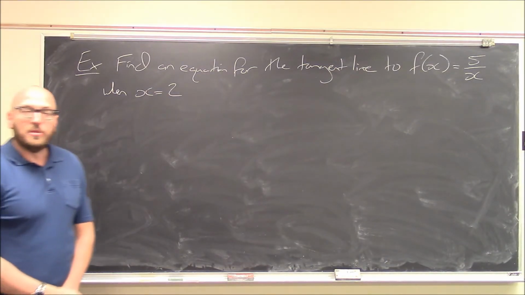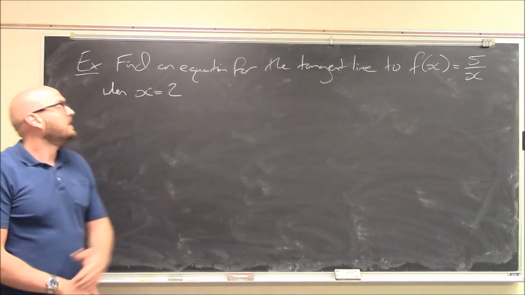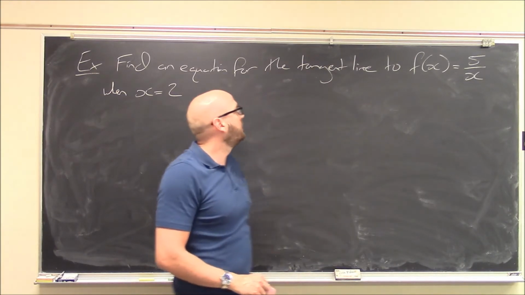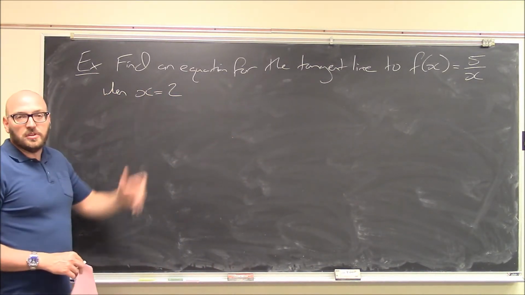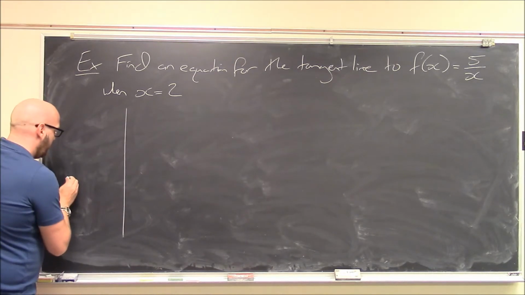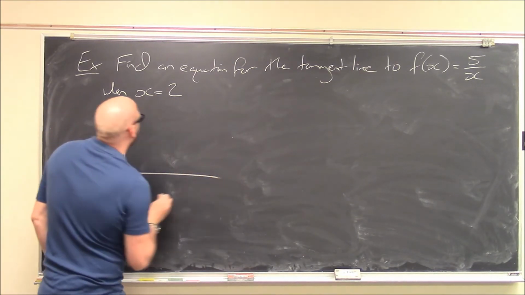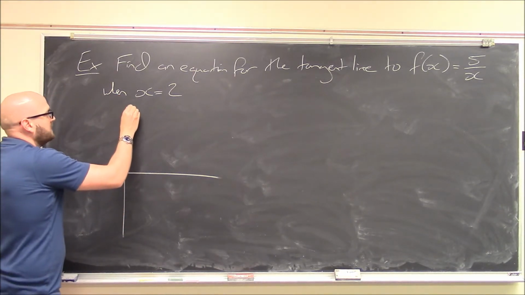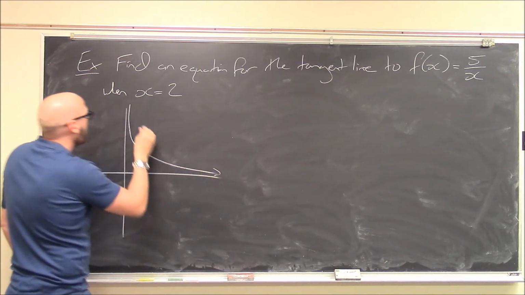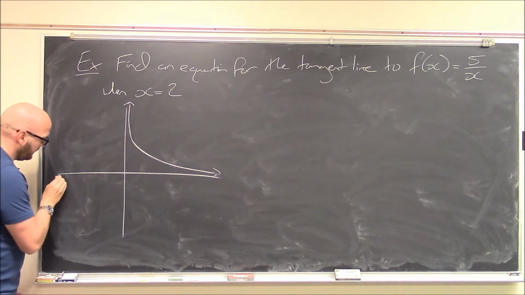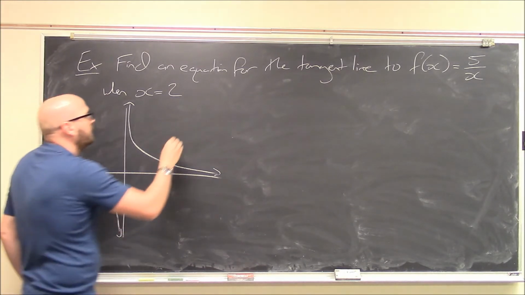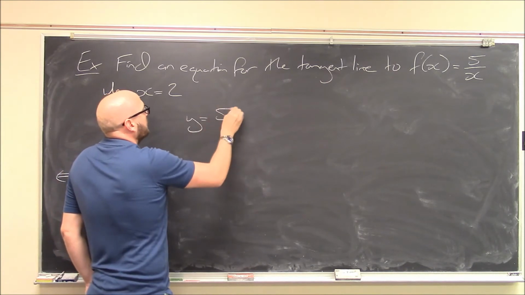Alright, so we'll do one more example in this section, coming back to tangent lines. Find an equation for the tangent line to this curve, y equals 5 over x, at x equals 2. So I'll give you a really quick sketch of what this looks like. 5 over x actually has 2 branches. It looks a bit like this to the right, and it's got this piece over here that we're not going to be too concerned with. But more or less, this is what 5 over x should look like.